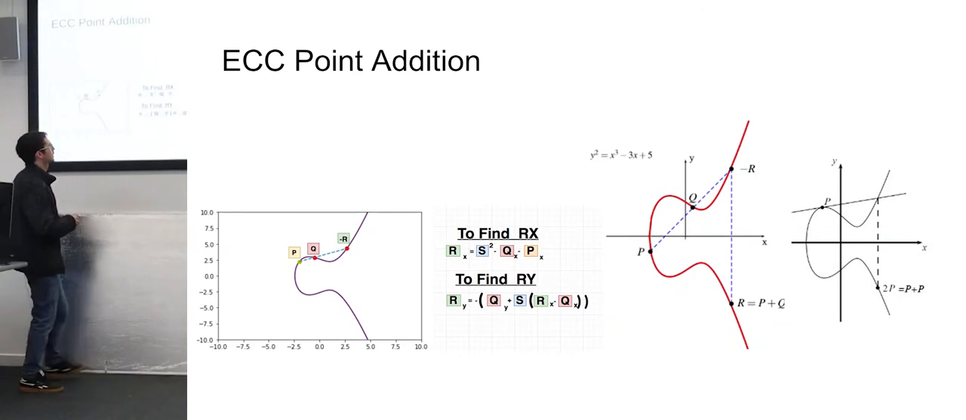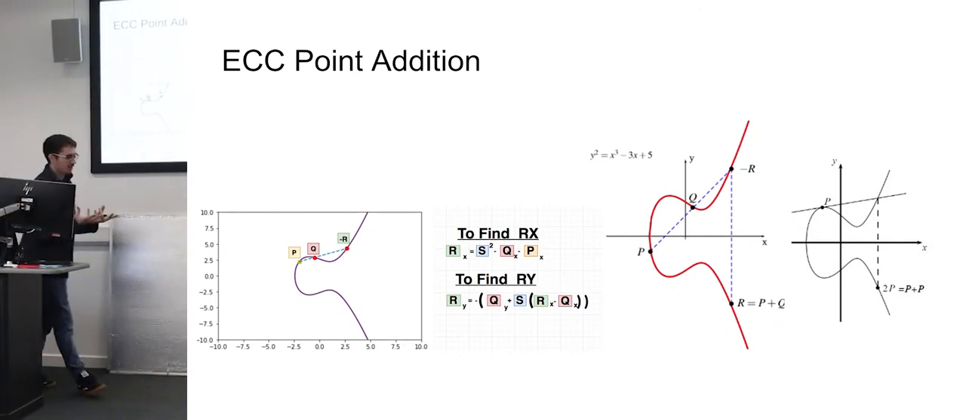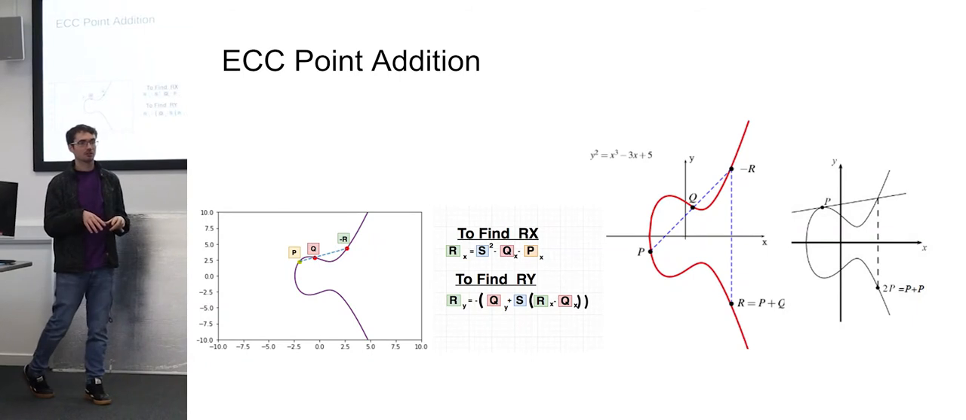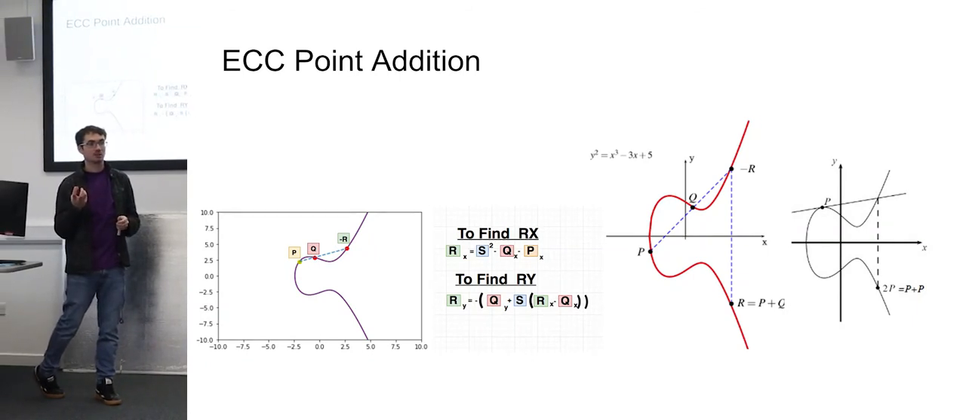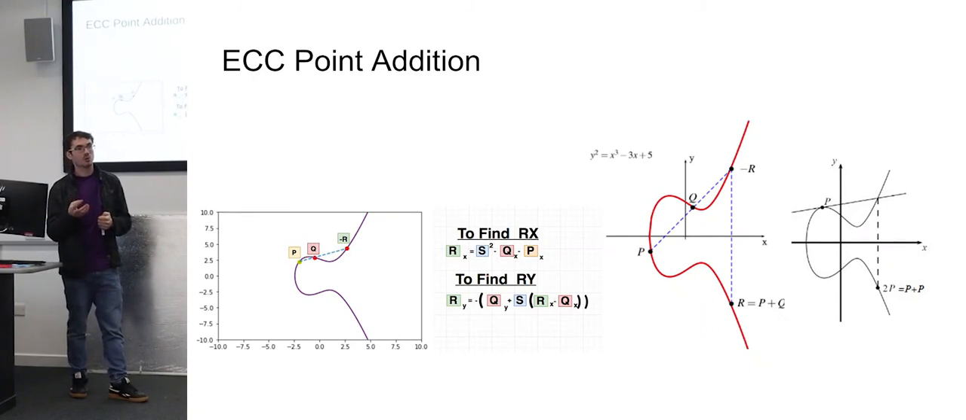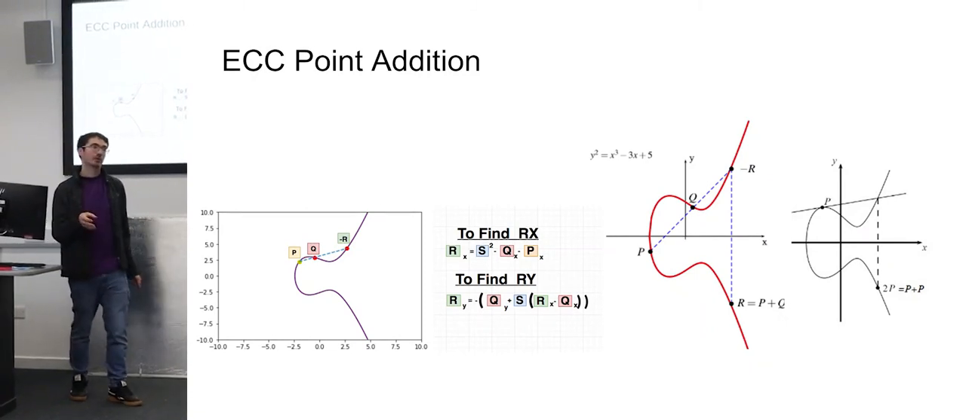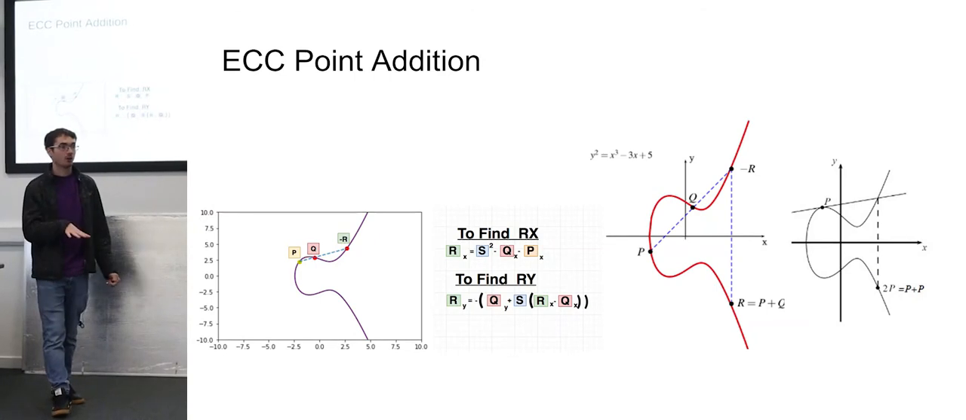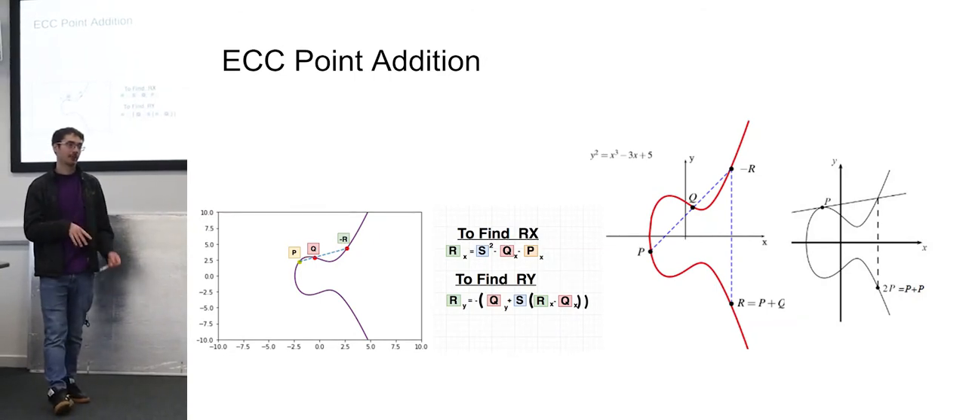So let me just try to reword that. In the group that is defined by the elliptic curve, we only have addition. But in order to do addition in the elliptic curve, we have to be able to do addition and multiplication in the underlying coordinate space, the finite field.